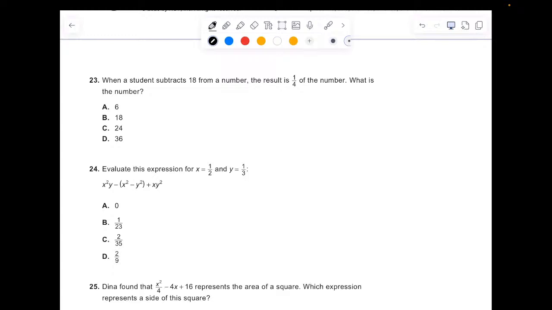When a student subtracts 18 from a number, the result is 1/4 the number. What is the number? Okay, so number minus 18 is equal to 1/4 the number. You don't have to overthink these, just make an equation. So let's move the n over. We have 5/4 n is equal to 18. 5n is equal to 18 times 4, which is equal to 70, fudge. What? Did I speak too soon?